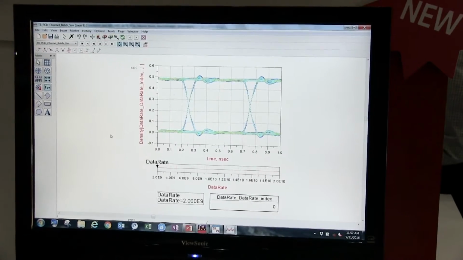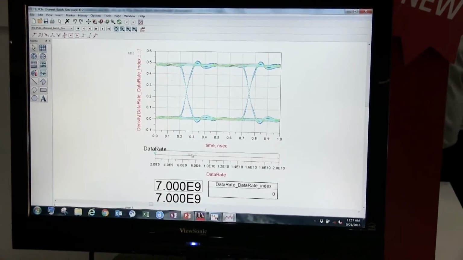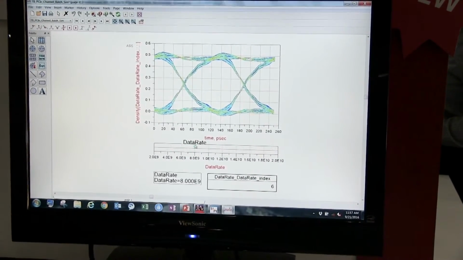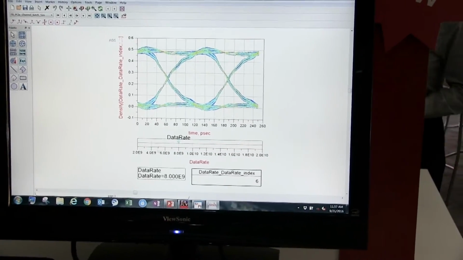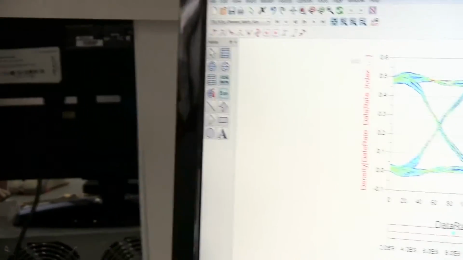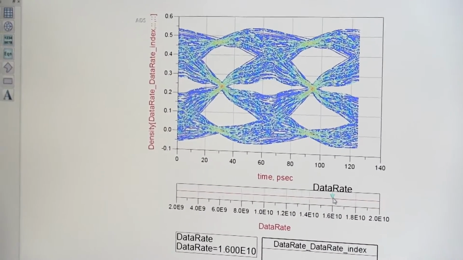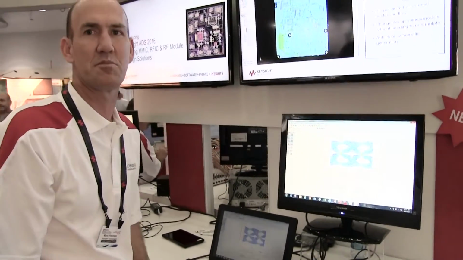So I mentioned PCIe Gen 3, the data rate, the spec there is 8 gigabits per second. So let's move the marker up to 8. And see what my eye would look like. Looks great, so no problems transmitting data at that rate. But what if we went to Gen 4, which is 16 gigabits per second? I'll move the marker up to 16. You can see I have more problems here, not getting very good transmission. So I have to use some clever equalization techniques. Pretty impressive.